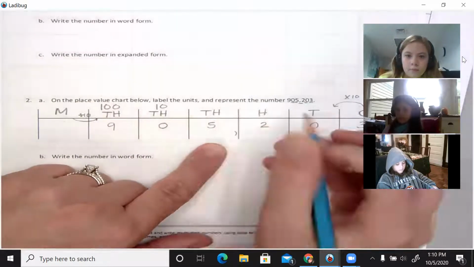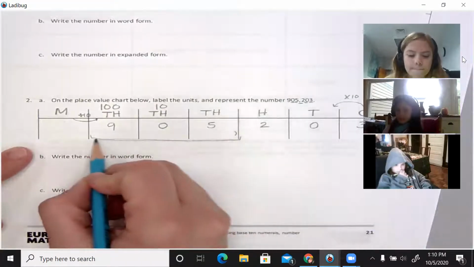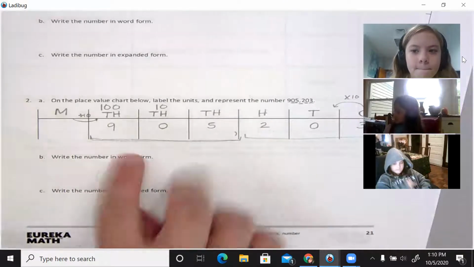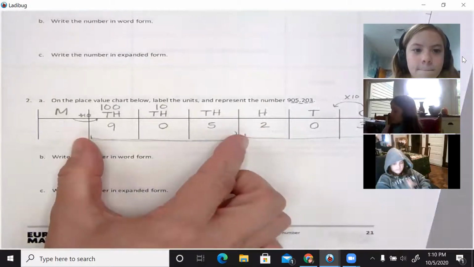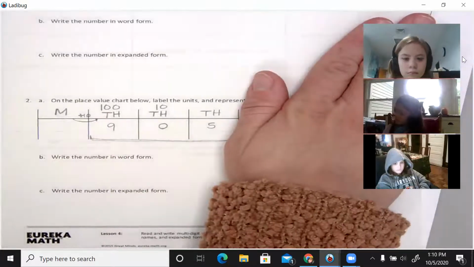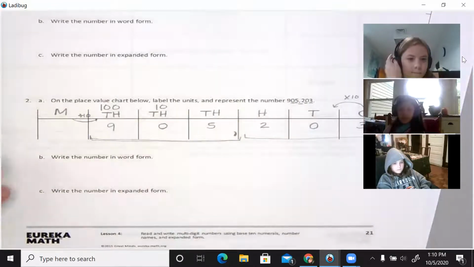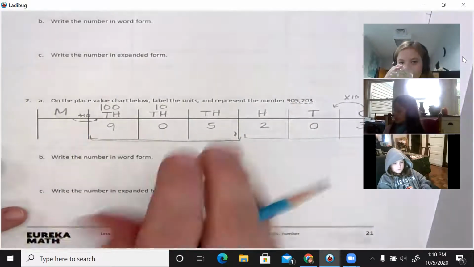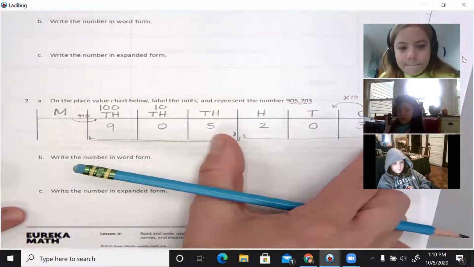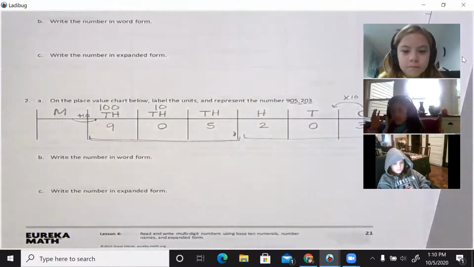Now we call this a period. This is my thousands period, and this is my hundreds period. So when you're reading numbers, you're going to chunk these numbers together. You would read this as 905, and this comma tells you that's where your place value word goes. So it's 905,000, and then we chunk this together, 203. So it's very helpful when we're trying to organize and read big numbers.